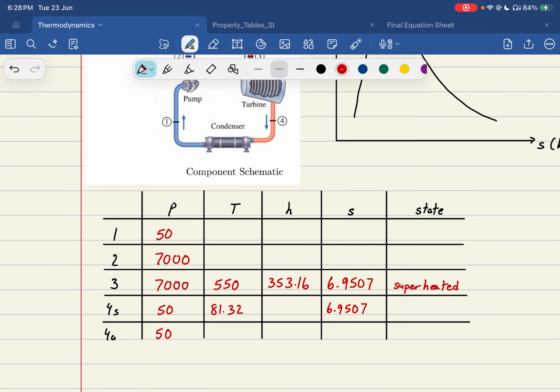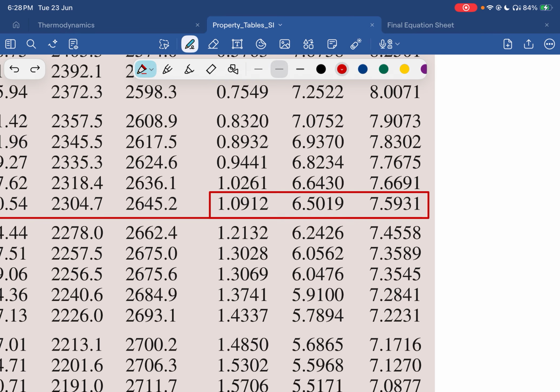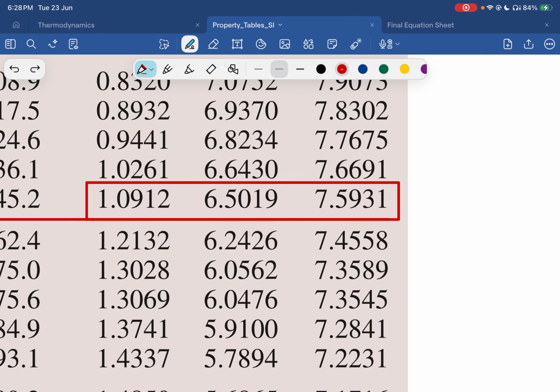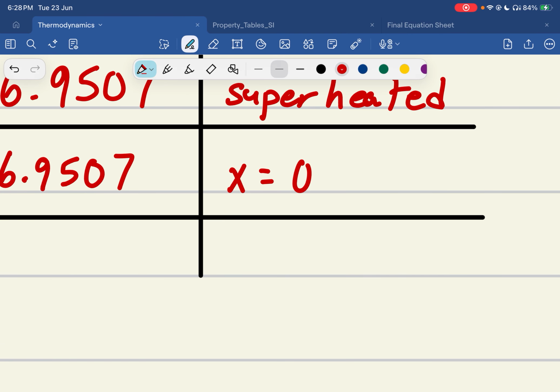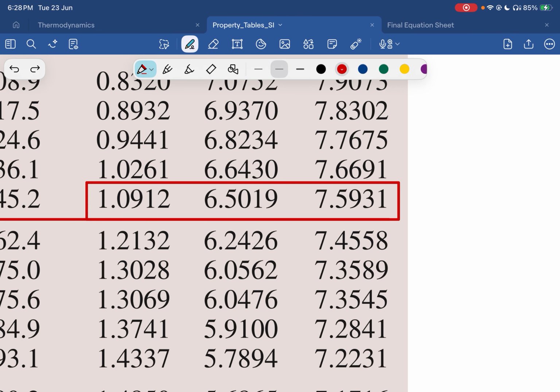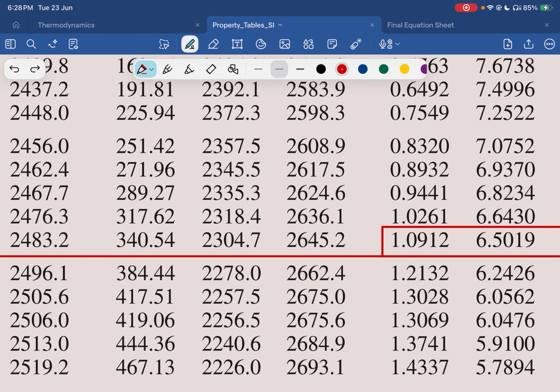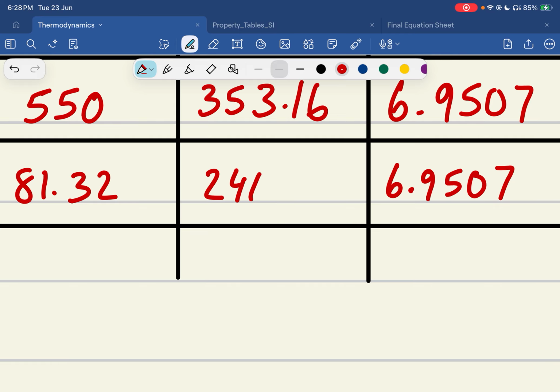So from this, we can find a quality. From the entropy, we can say it's 6.9507 minus 1.0912 over 6.5019. And that's going to give you a quality of 0.9012. Okay. And your H4S, from the quality, we can multiply that by these values. So 2304.7 times the quality plus 340.54. So it's 2417.53.